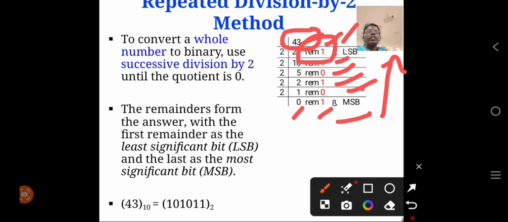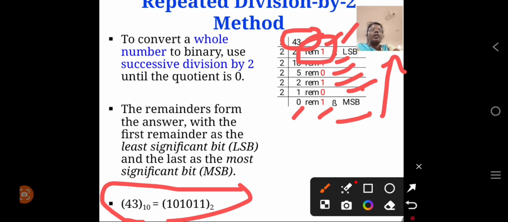So the equivalent binary number for the given decimal number 43 is 101011. That is the binary number. This is how we can achieve the decimal to binary conversion by using successive division by 2, or repeated division by 2.